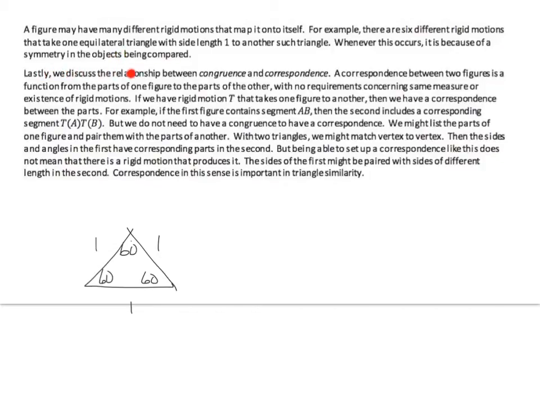Lastly, we discussed the relationship between congruence and correspondence. This is important. We're going to be using this for the next 2 lessons. Congruence and correspondence. A correspondence between 2 figures is a function from the parts of one figure to the parts of another, with no requirements concerning the same measure or existence of rigid motions. Okay?